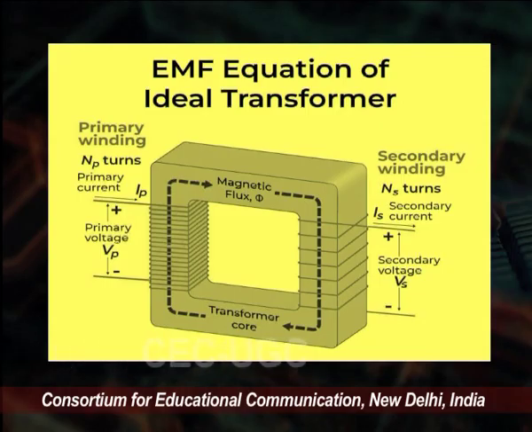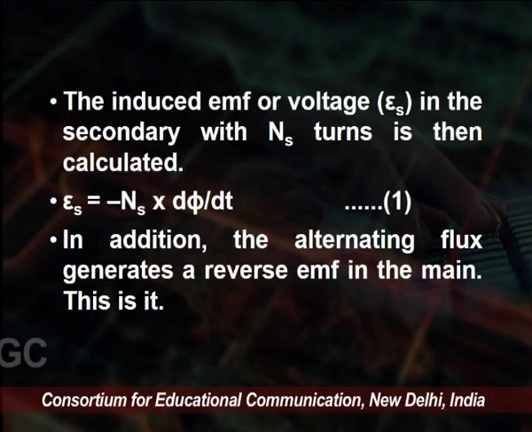You see on the left hand side we have the primary winding, Np the number of coil turns, the primary current Ip, and the primary voltage defined by Vp. Now on the right hand side we have the secondary winding, Ns turns, secondary current Is, and secondary voltage. The magnetic flux phi is in the transformer core. When the current is supplied, magnetic flux is generated and an EMF is induced in the secondary coil, which will give the output.